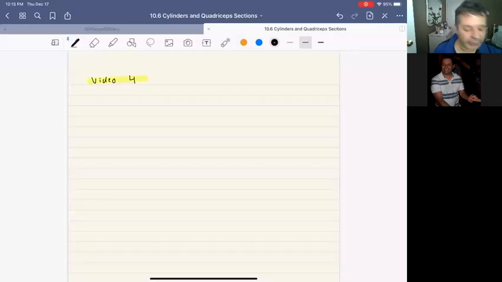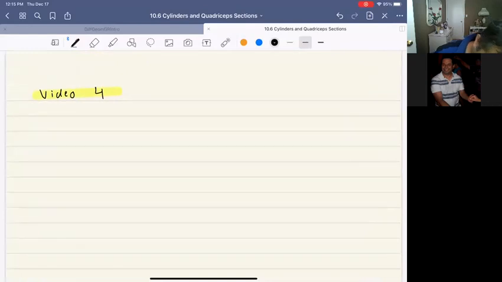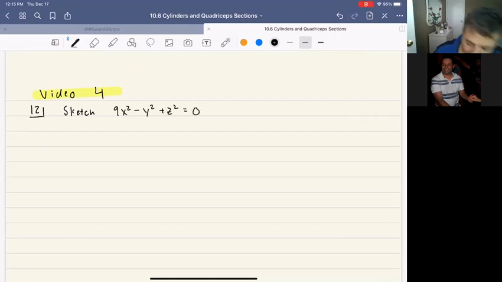All right, let's do a couple of problems. So let's sketch. This is number 12 in the section. Let's sketch 9x squared minus y squared plus z squared equals 0.